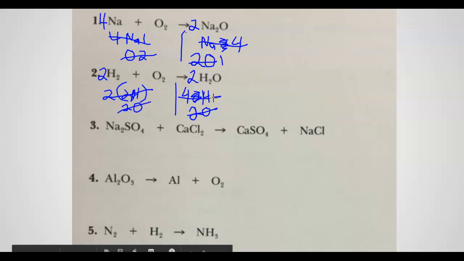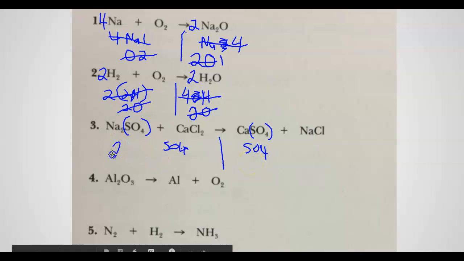We can do another one here. You have sodium sulfate plus calcium chloride gives you calcium sulfate plus sodium chloride. So what's nice here is that sulfate is a polyatomic ion, and this tends to stay the same, so you can treat that as one whole atom, SO4. You can treat that as one atom.